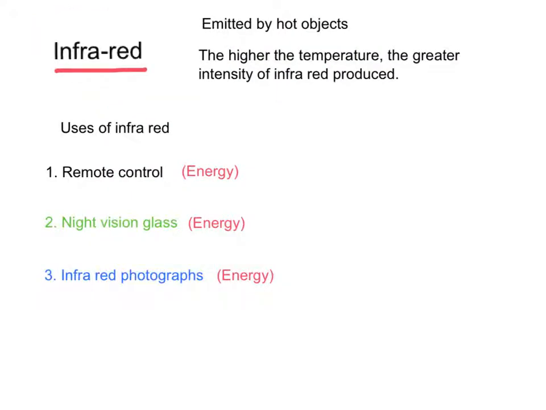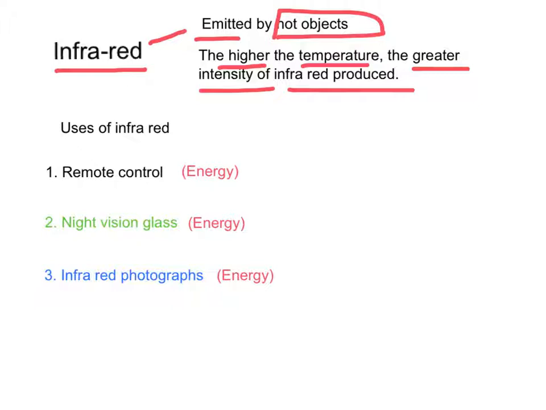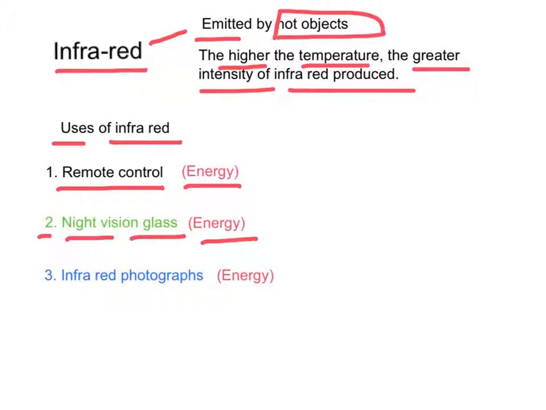Infrared. Infrared is emitted by hot objects. The higher the temperature of the object, the greater intensity of infrared is produced. Let's see some uses of infrared. Infrared can be used in remote control due to it carrying energy. Second, infrared can be used in night vision glasses because it carries energy. Next, there are infrared photos.